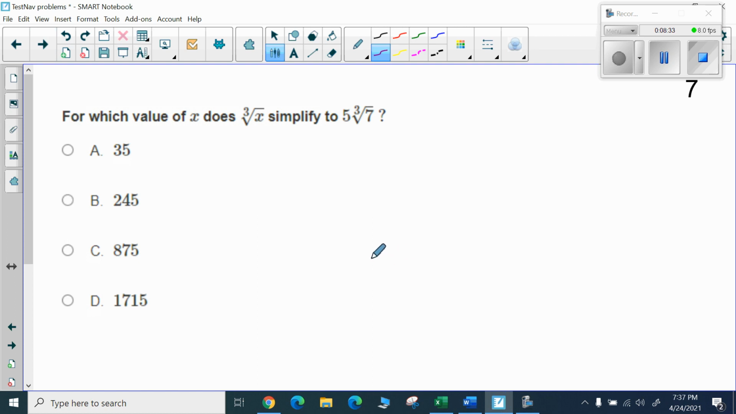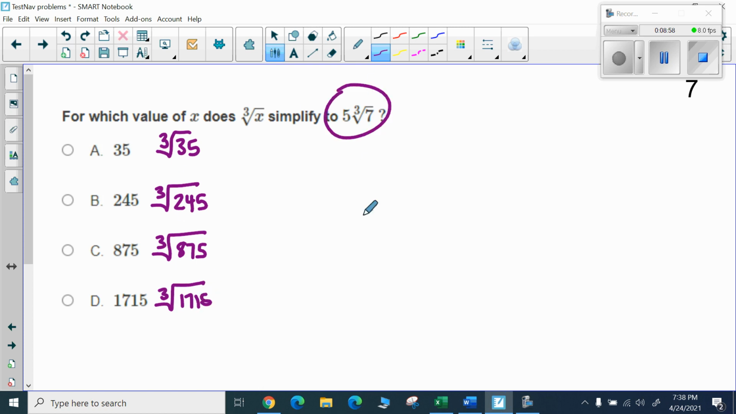For question number 7, which value of x does 3 square root of x simplify to 5 cube root of 7? So they're basically asking us which one of these, if I put it underneath the radical sign, would equal this? Well, I have 4 different answers here, so I'm pretty sure if I just unsimplify this radical, I'll be okay. So I'm going to keep the 7, and I'm going to put the 5 inside 3 times because this is a cube root. And then I'm just going to multiply and see what I get. So 7 times 5 times 5 times 5 is 875, which means C is the right answer.